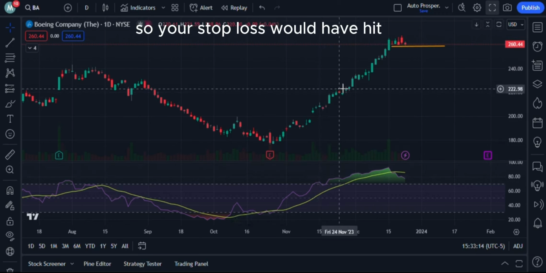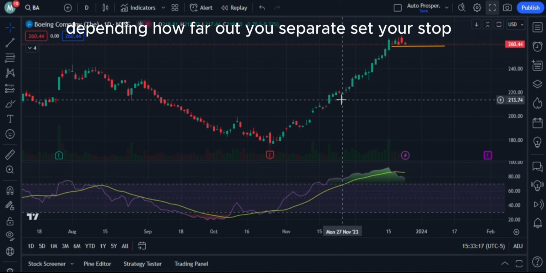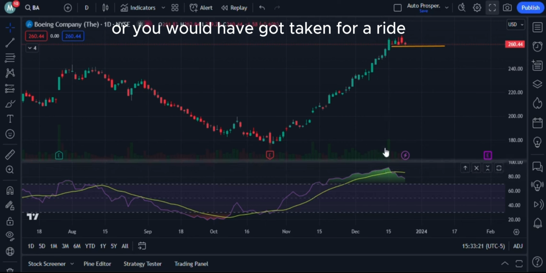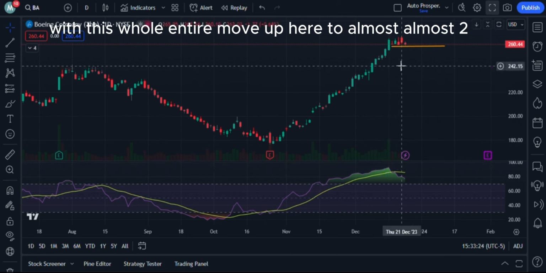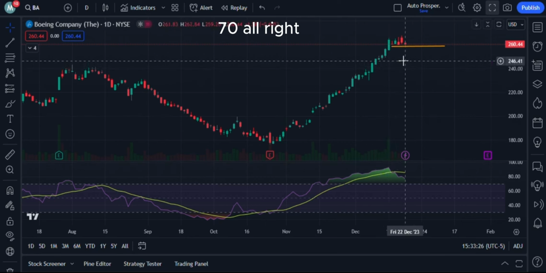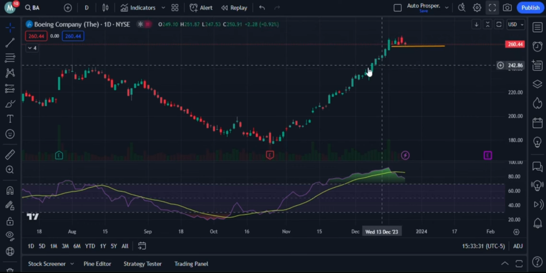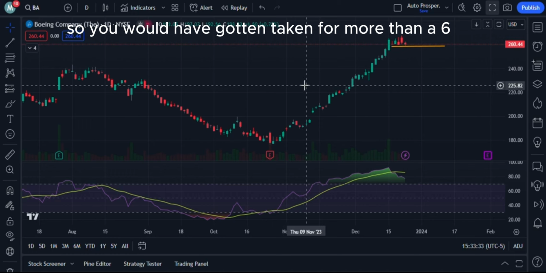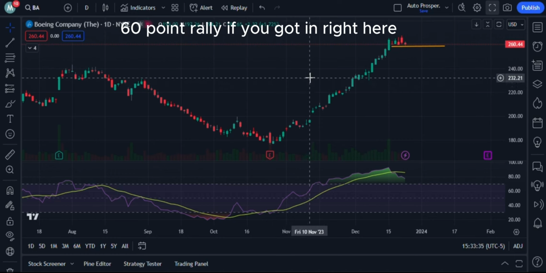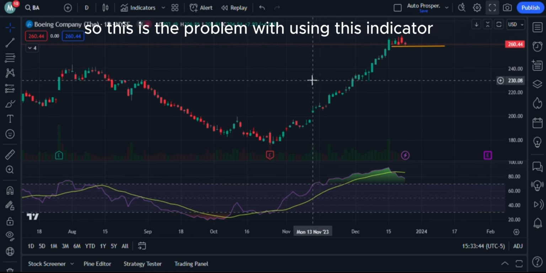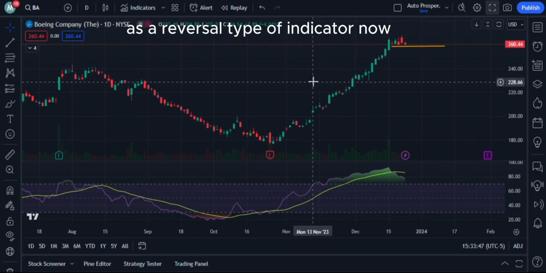So your stop loss would have hit, depending how far out you set your stop. You would have got stopped out, or you would have got taken for a ride with this whole entire move up here to almost 270. Right, we're at 267.54 is the high. So you would have gotten taken for more than a 60-point rally if you got in right here, right when the RSI first went above 70.